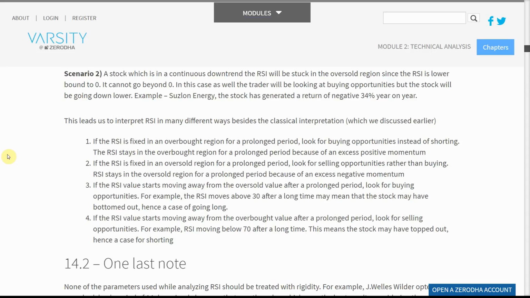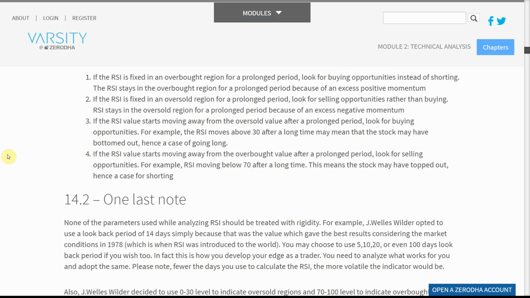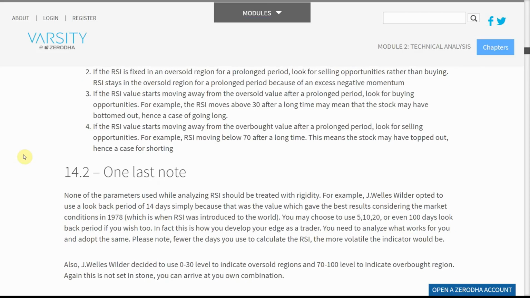If the RSI value starts moving away from the oversold value after a prolonged period, look for buying opportunities. For example, the RSI moving above 30 after a long time may mean that the stock has bottomed out. Hence a case of going long. If the RSI value starts moving away from the overbought value after a prolonged period, look for selling opportunities. For example, RSI moving below 70 after a long time.